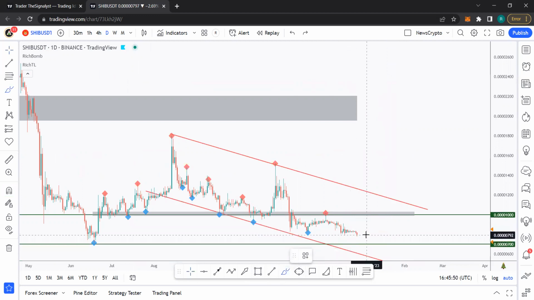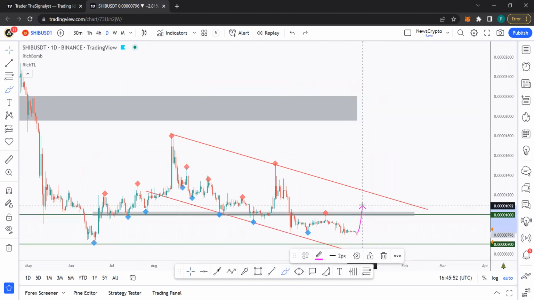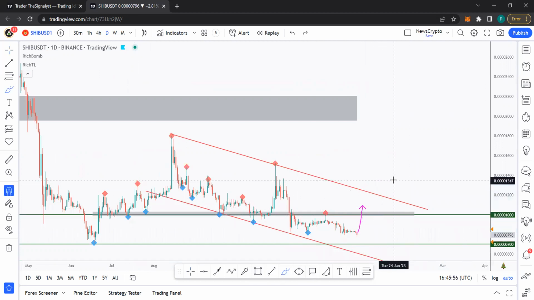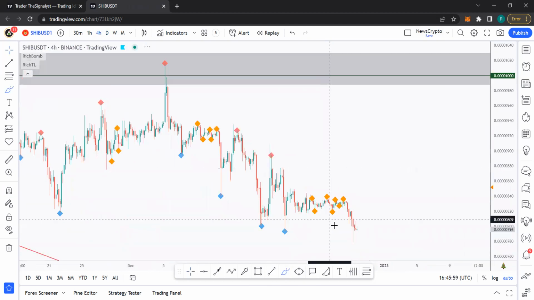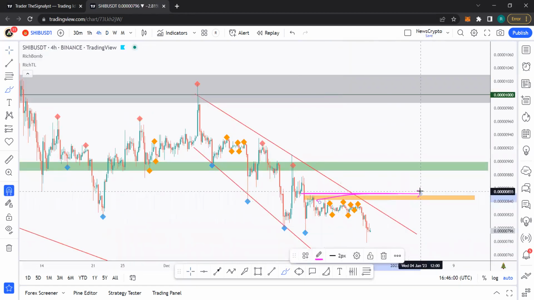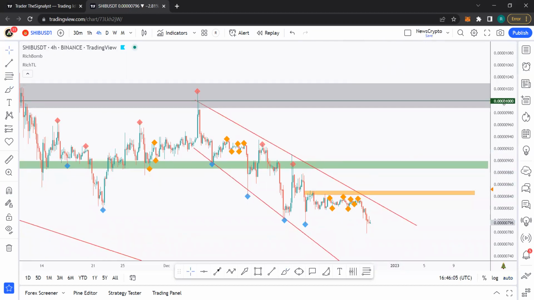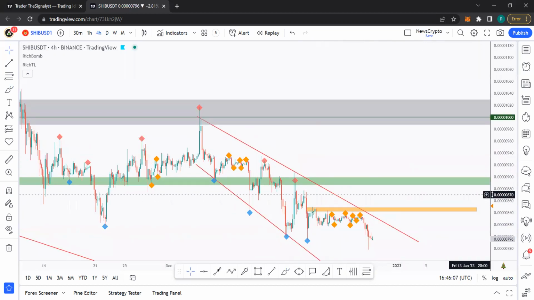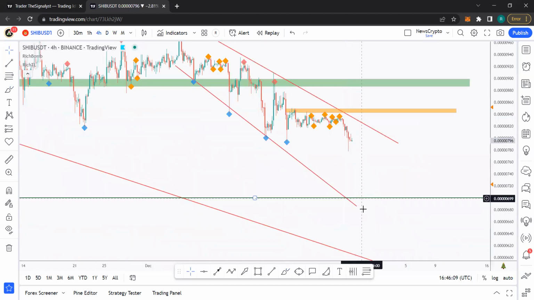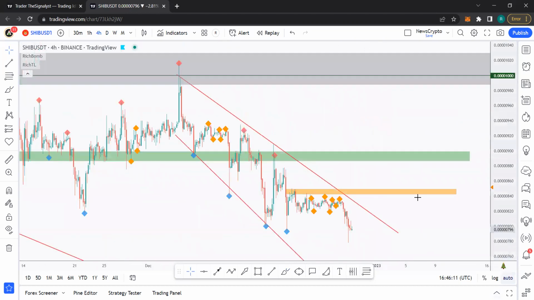For the bulls to take over from a medium-term perspective, I would like to see a break above this 0.1. We'll be expecting a bullish movement. From a shorter-term perspective, that's the last high that I would like to see a break above for the bulls to take over and push till around the 0.0001. Meanwhile, I'm expecting a bearish movement till around this area.